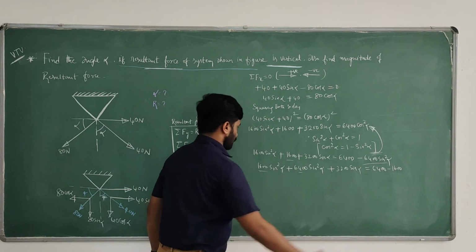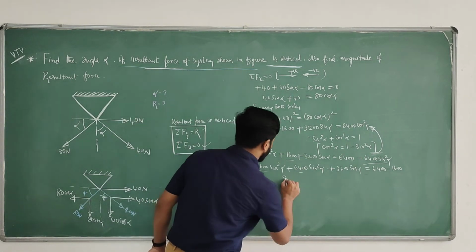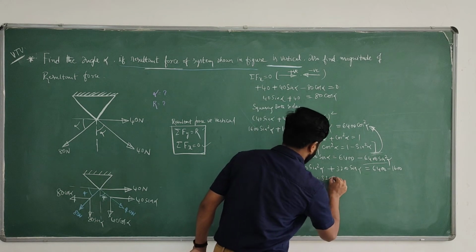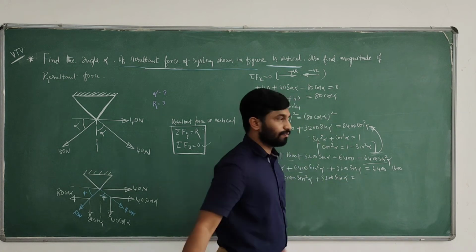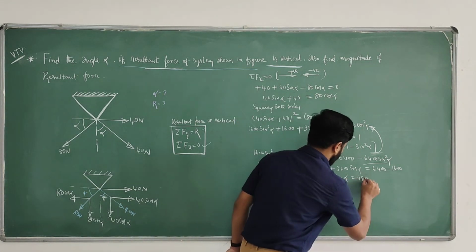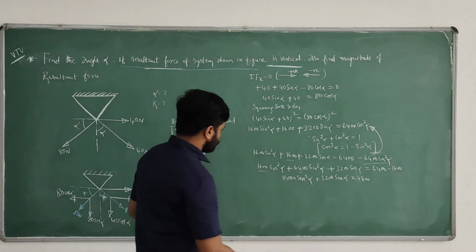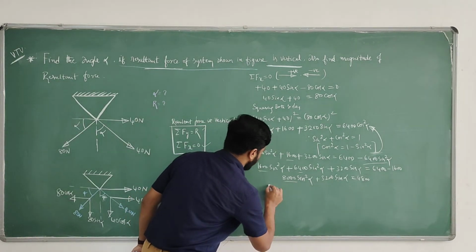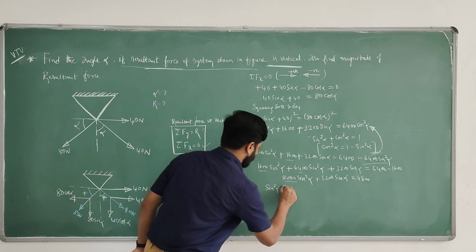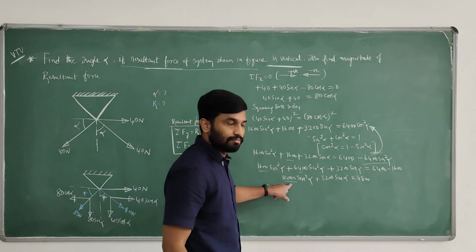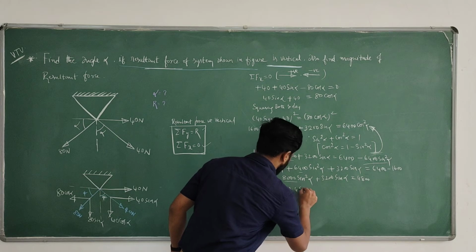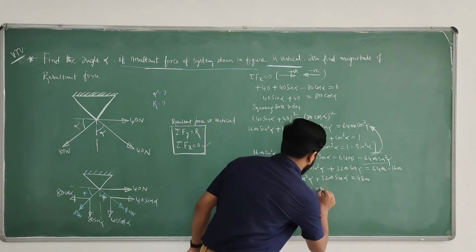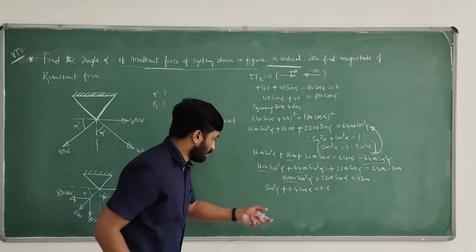Now you add these two terms. How much? 8000 sin square alpha plus 3200 sin alpha equals 4800. Now divide by 8000. If you divide by 8000, you are getting sin square alpha plus 3200 divided by 8000, which is 0.4 sin alpha, equals 4800 divided by 8000, which is 0.6. Now this is a very important step.